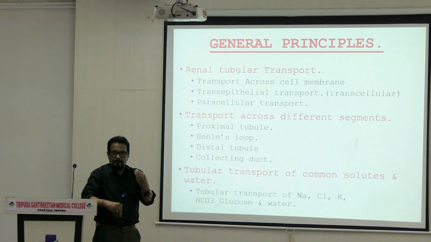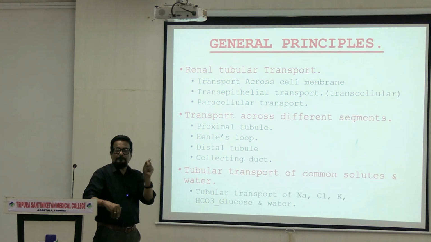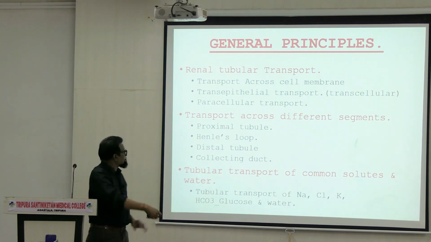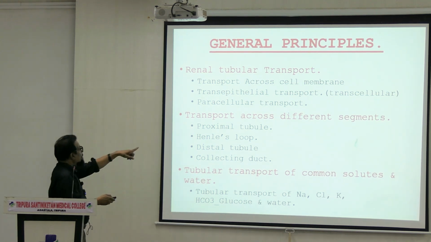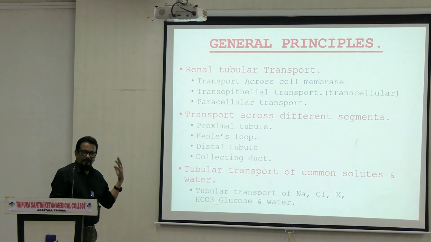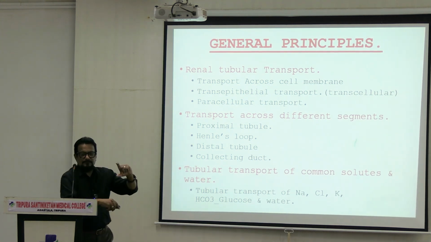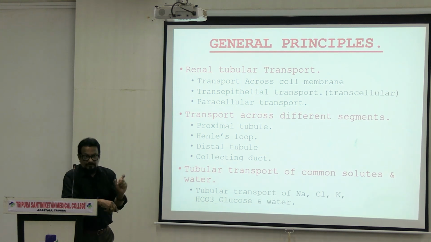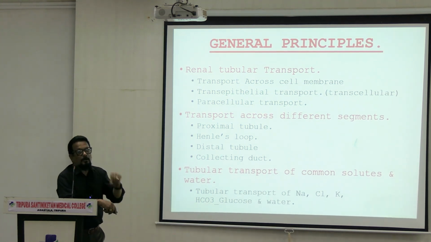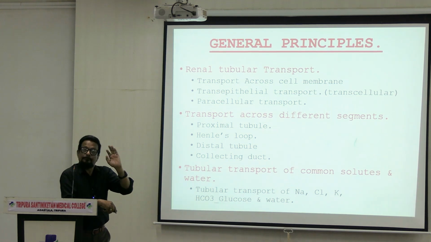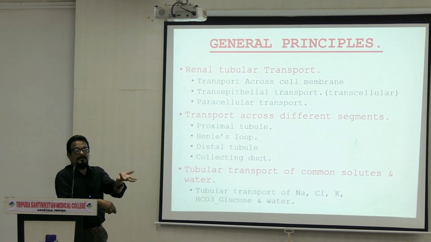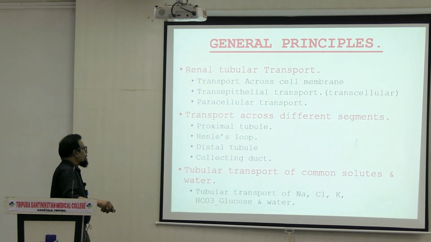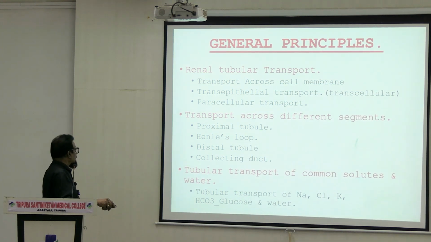After reabsorption, where will it go? First it will enter into the interstitium, then into the blood. Okay? And transport across different segments: we will see the maximum transportation is done in the proximal convoluted tubule. Reabsorption also takes place in other parts, in addition to secretion.